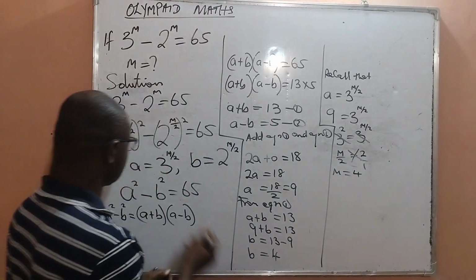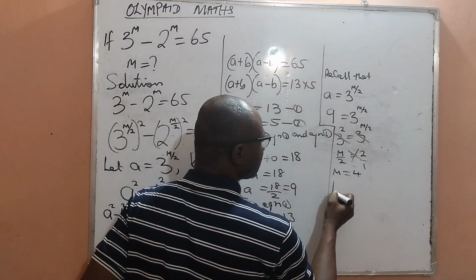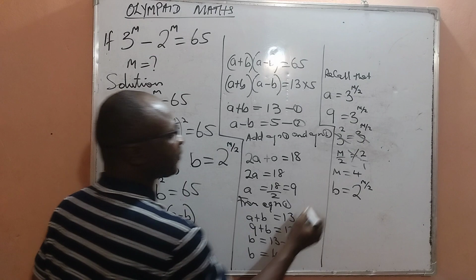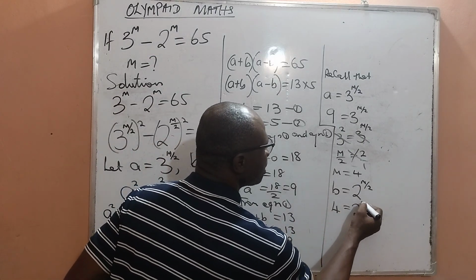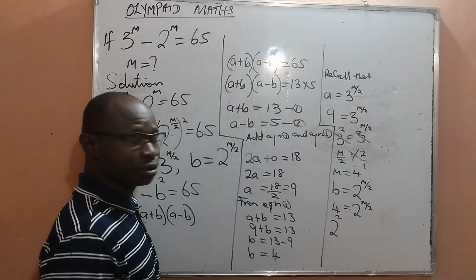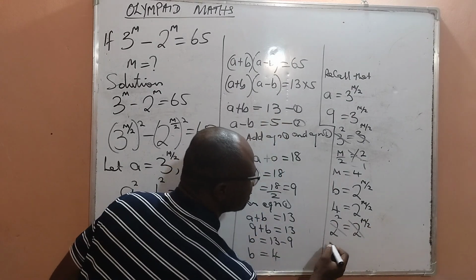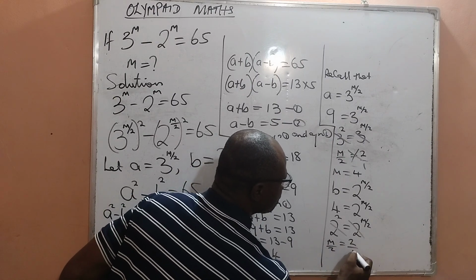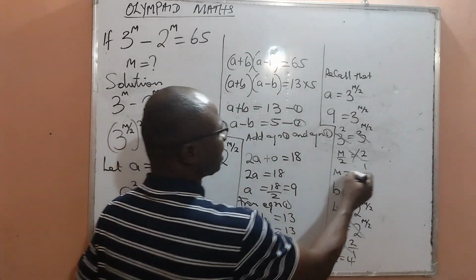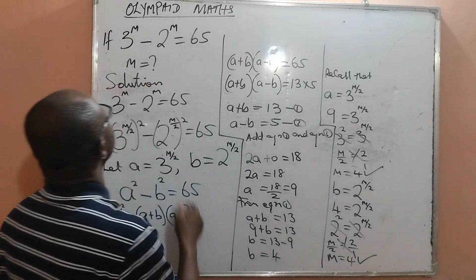Or I can say, where we said b is equal to 2 raised to the power m all over 2, and b is here 4, then 4 is equal to 2 raised to the power m all over 2. Meaning 4 can be written in base 2 as 2 raised to the power 2, equal to 2 raised to the power m all over 2. Cancelling out the bases gives m over 2 equal to 2, and by cross multiplication, the value of m is still 4. m is 4 here, m is 4 here, authenticating that the value of m is actually 4.